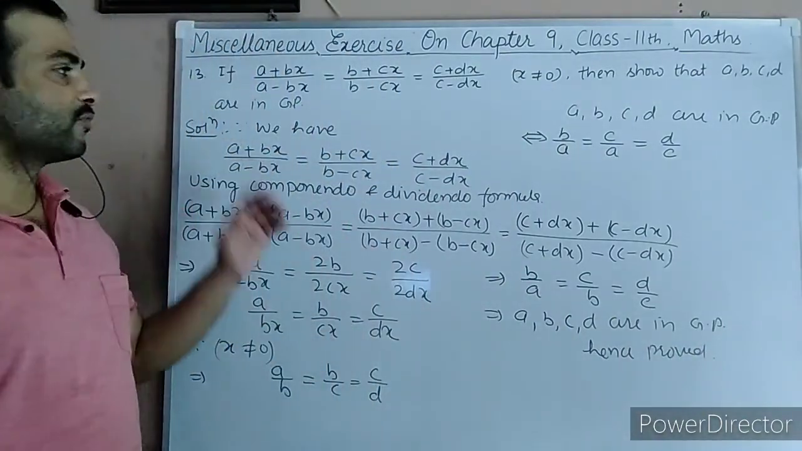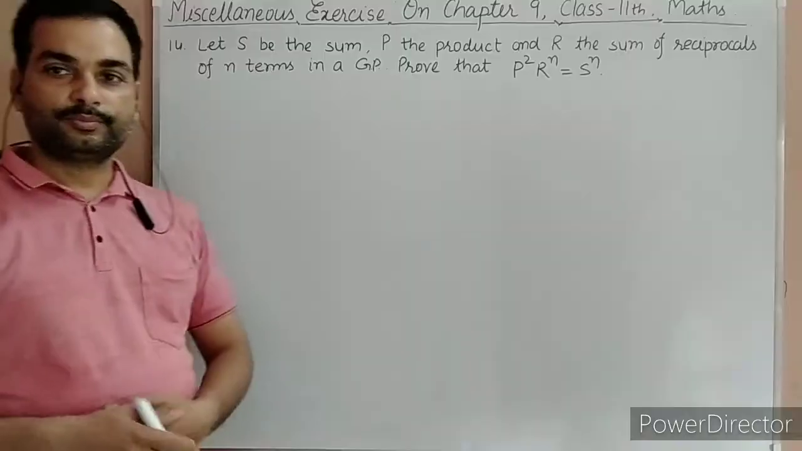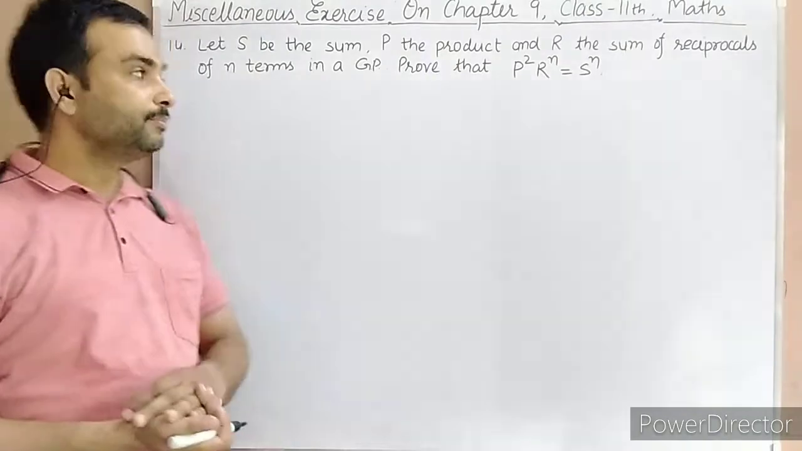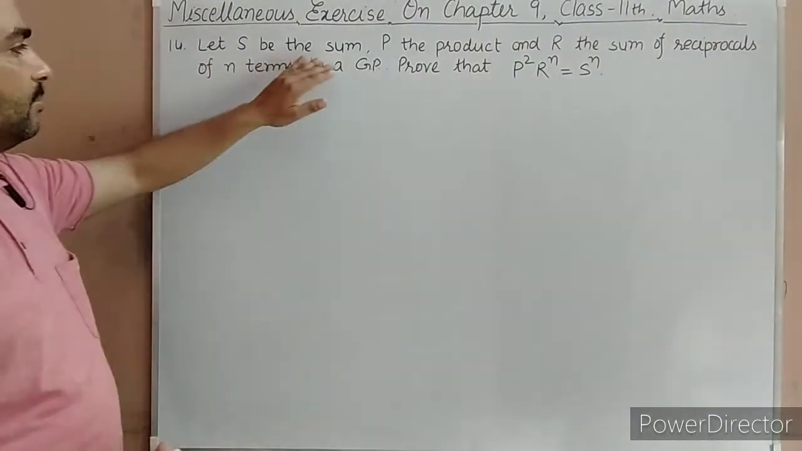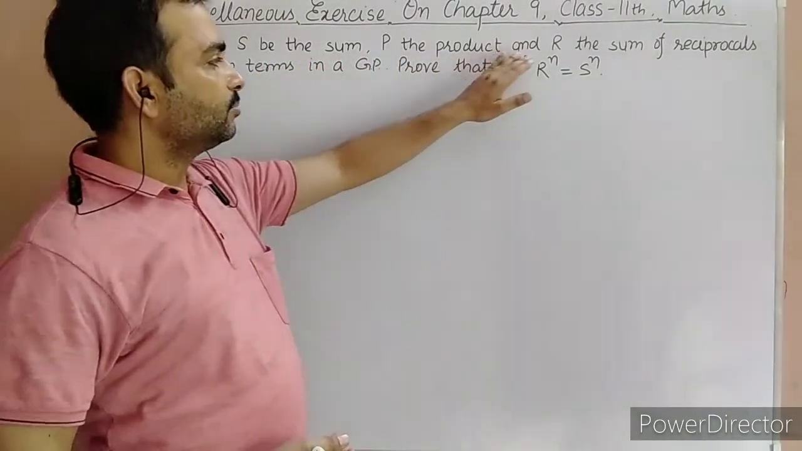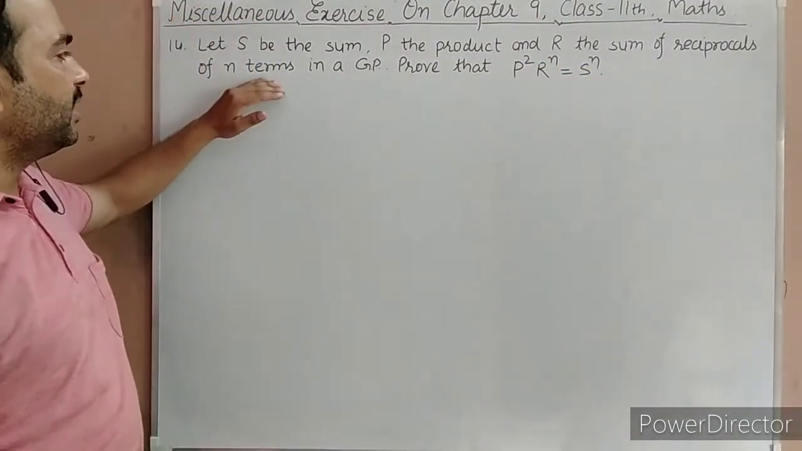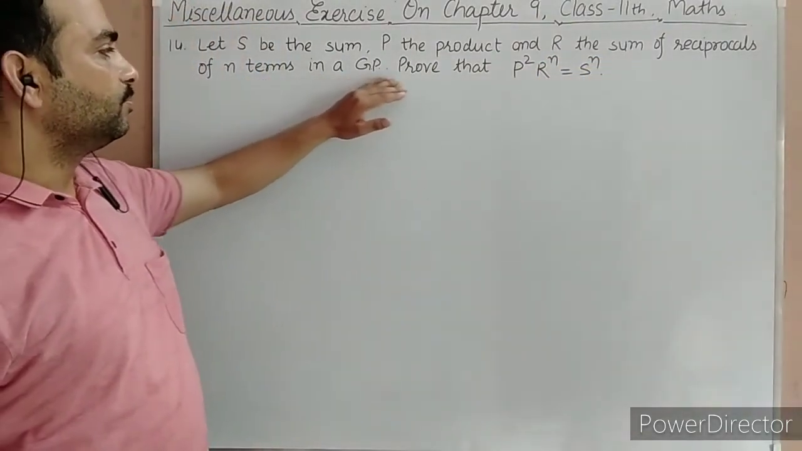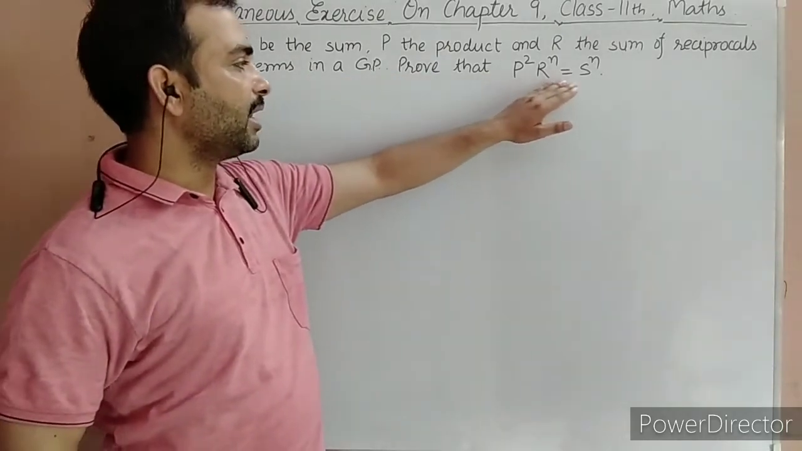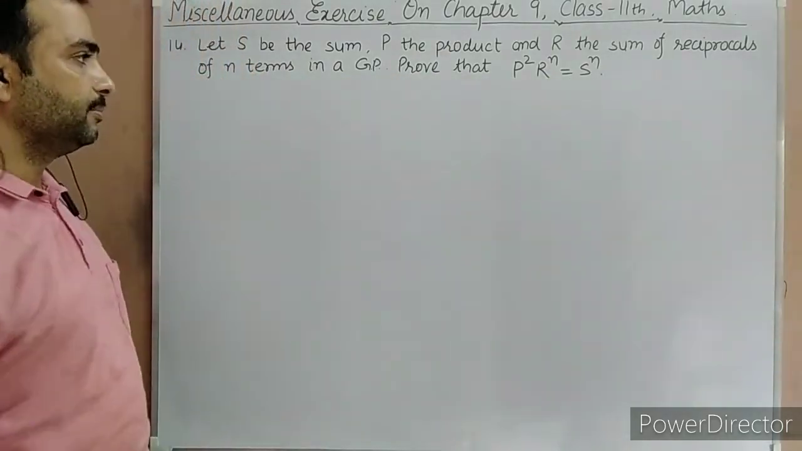This is the solution of question number 13. Now question number 14. Let S be the sum, P the product, and R the sum of reciprocals of n terms in a GP. Prove that P square R power n is equal to S power n.